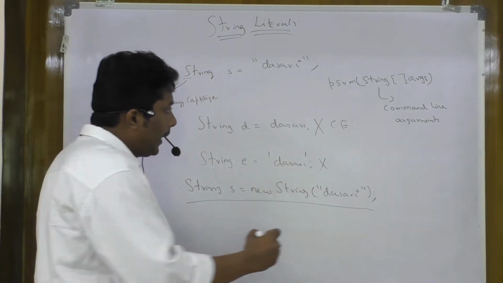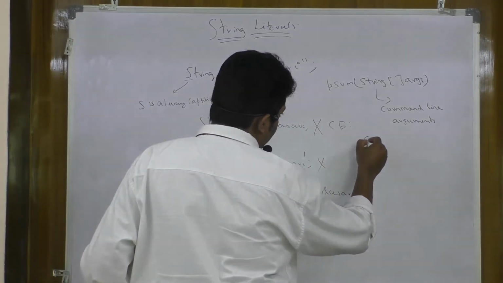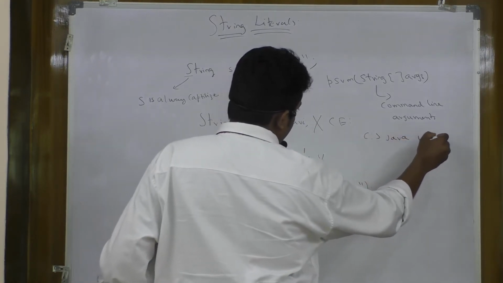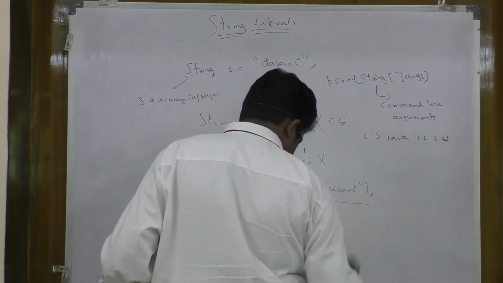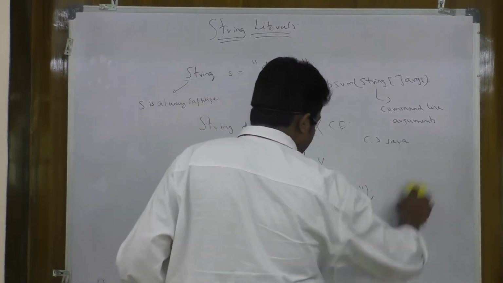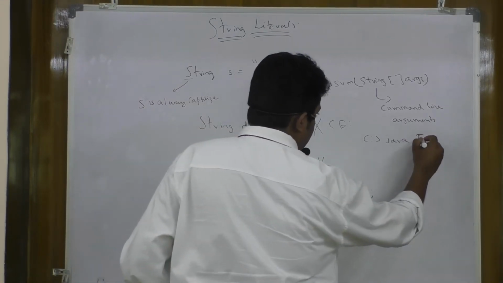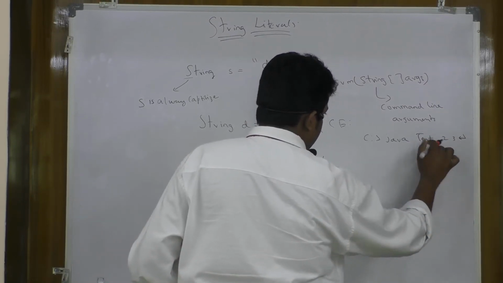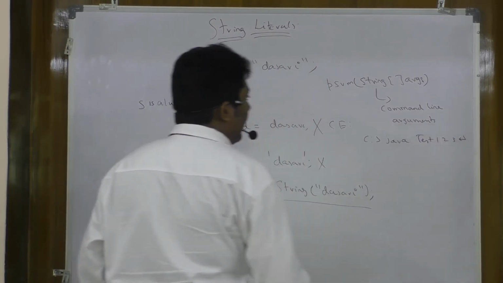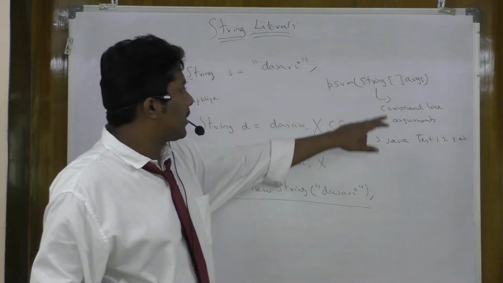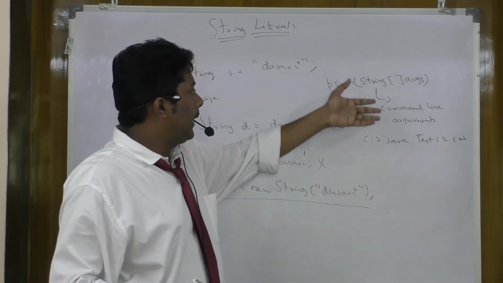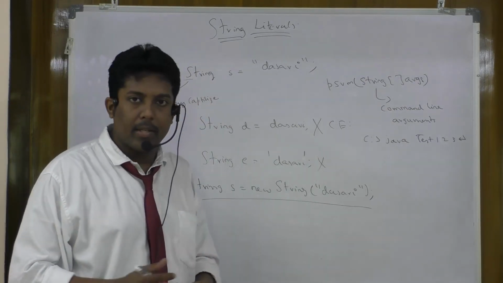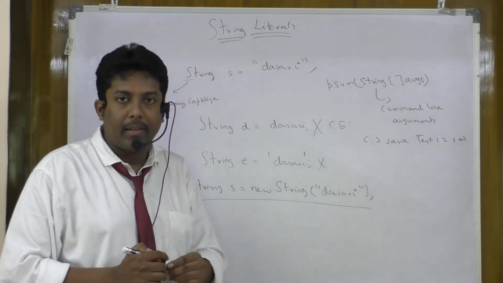When you are compiling and executing the program within the command prompt, if you provide some arguments, let's say java test and then some values 1, 2, 3 separated by spaces, these values get stored in this string array. They can be converted or parsed into integers, and you can do various calculations using those command line arguments.